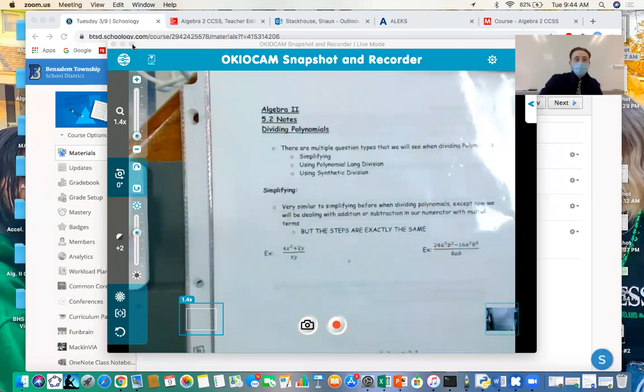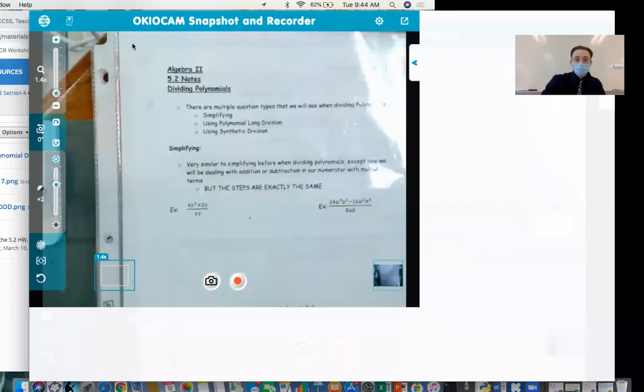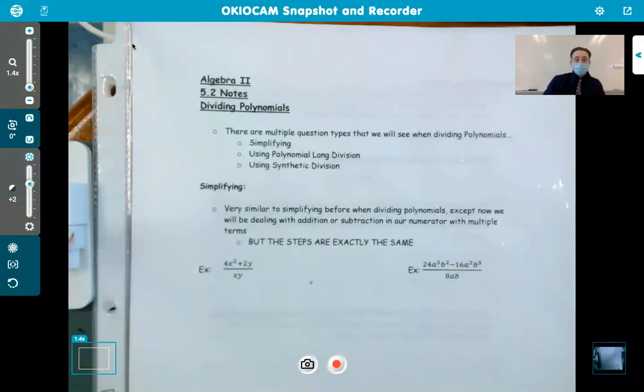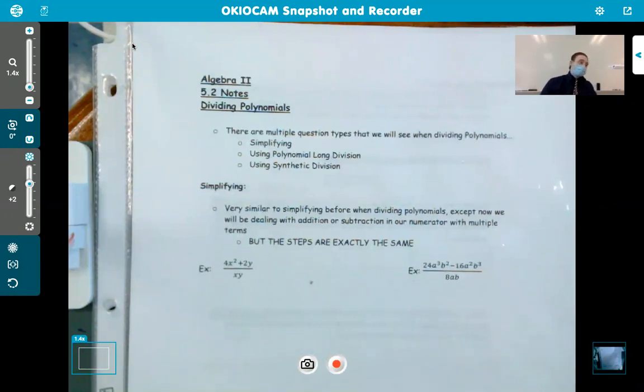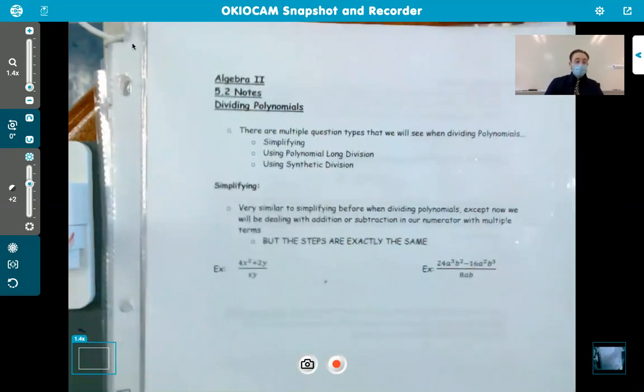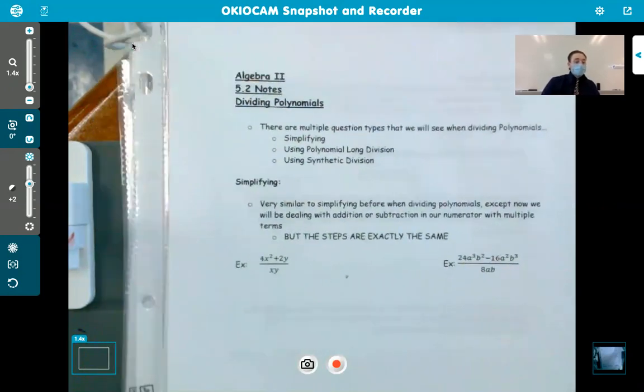So we're going to have three different methods for polynomial division, all right? We are going to be able to just simplify, very similar to what we did yesterday. We're going to use what's called polynomial long division, and we're going to equate some of that process to a process of long division that we might have seen with numbers before. And then another process called synthetic division, all right? Those are the three methods we're going to use to divide.